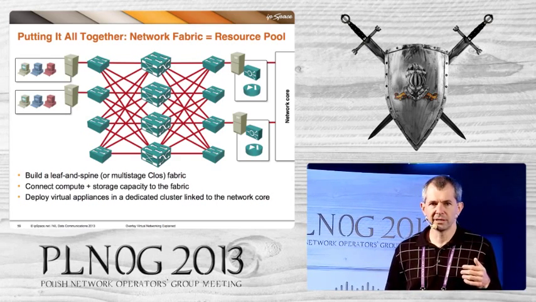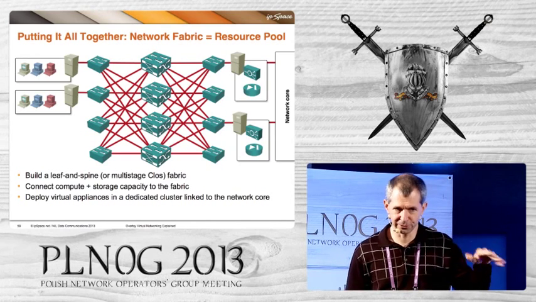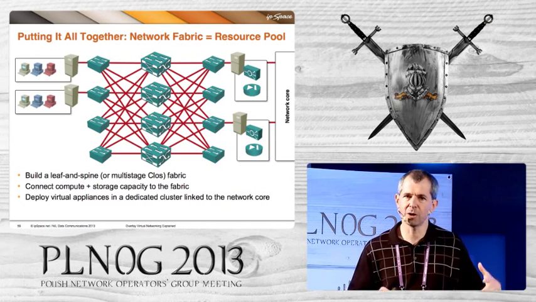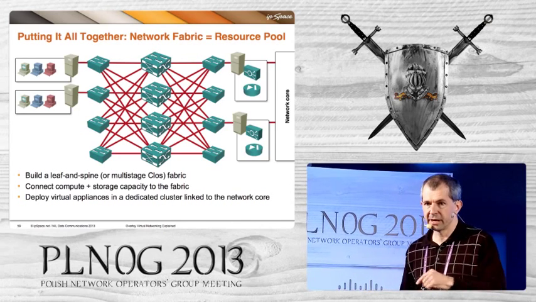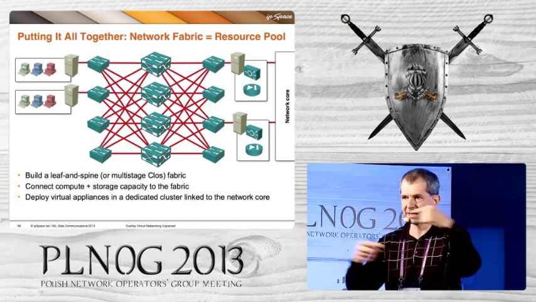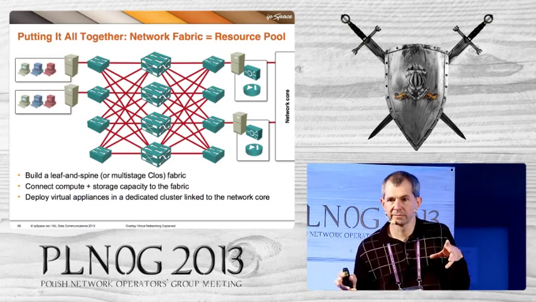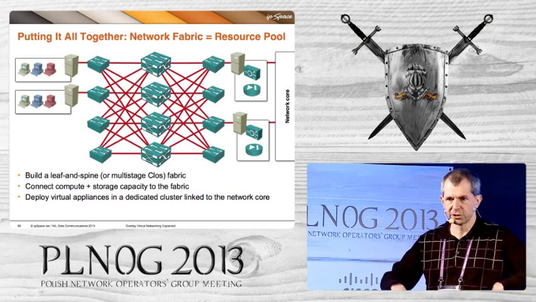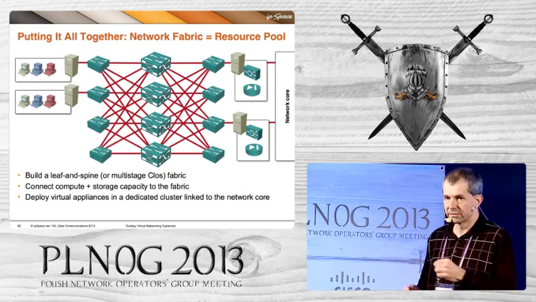You don't deploy this on your existing infrastructure, hopefully. Sometimes you will have to, but if you have the option of starting from scratch, then you build a leaf and spine fabric so that all the endpoints have the same bandwidth between them, so you don't have any bottlenecks anywhere.